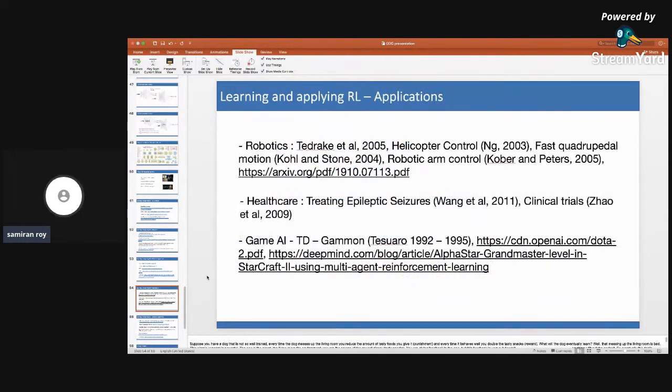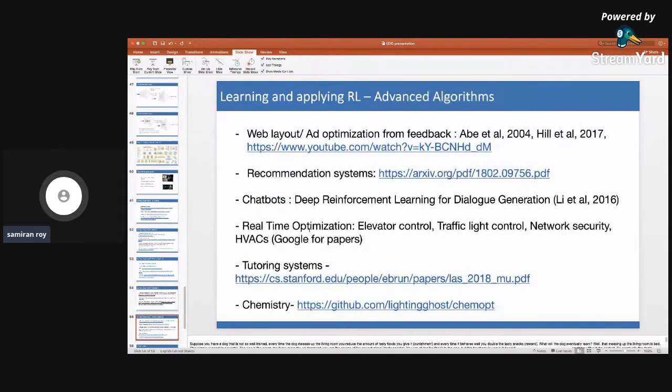Okay, RL is used in many different kinds of applications. Okay, how do you want to use RL in these applications? I've just listed out the applications and all the research papers which show you how they are used. So it's been used in robotics, it's been used in healthcare, used to train the AI for games. It's very huge for web layout, ad optimization from feedback. What kind of ads to show you? Like anything in which you are dynamically learning from user feedback, RL is very applicable there.